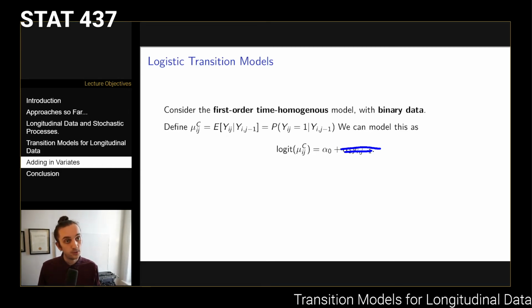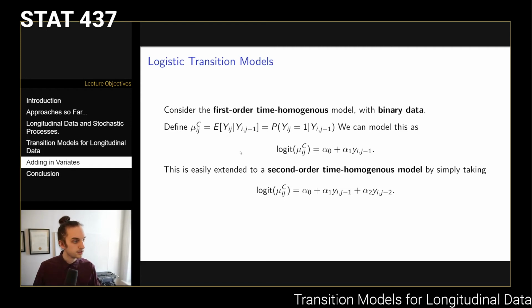So now, if you were previously in state 1, well, then the probability that you're in state 1 again is going to be the expit of alpha 0 plus alpha 1. And then if you want to know the probability that you're in state 0, given you were previously in state 1, it's going to be 1 minus that value, right? And so those 4 different transition probabilities that we care about, where we've assumed that it's time homogeneous and it's a first order model, we can get them all from this logistic regression.